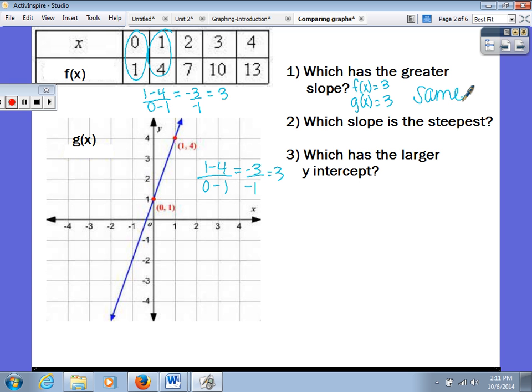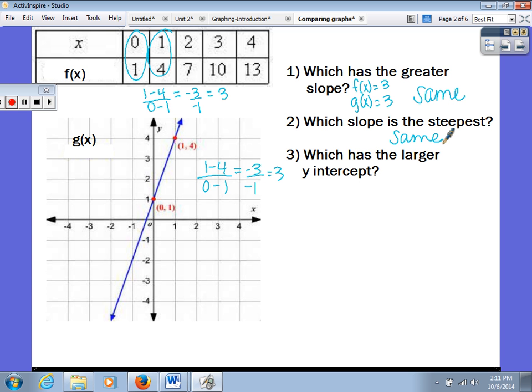Which slope is the steepest? That's kind of a trick question. Why? It's the same slope. So if it's the same rate of change, it has to have the same steepness. Y'all got that? So it's equal also. Or you can just write same.